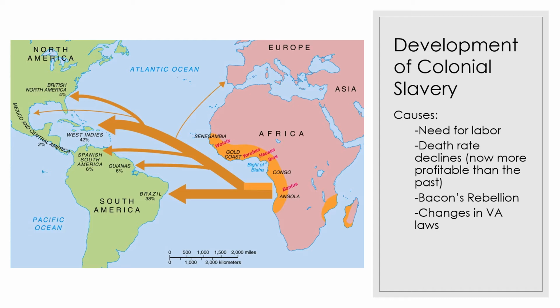So when we look at the causes for the development and growth of slavery, one of the key constants is that there was a constant need for labor. We know that these are colonies that focus primarily on agricultural products, especially Virginia and Maryland, and in the Chesapeake tobacco is brown gold, and it required a lot of labor. And that's going to lead planters to look beyond indentured servants eventually and turn to African slaves. The death rate will start to decline, and so planters will see slavery as more profitable than in the past.